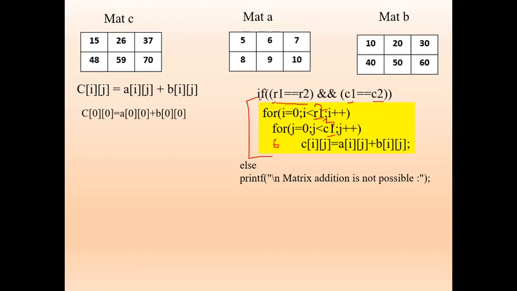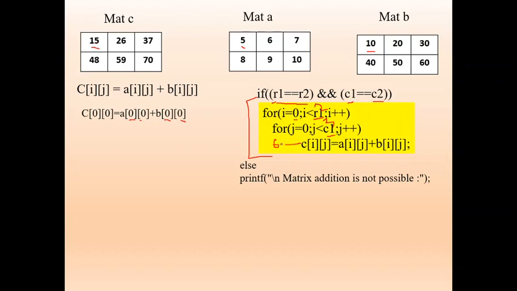In the first iteration, I value is 0 and j value is 0. First, what are the values? C00 equals A00 plus B00. Here my A00 is 5, B00 is 10. 5 plus 10, 15 will be stored in C00. That is C00 equals 15.